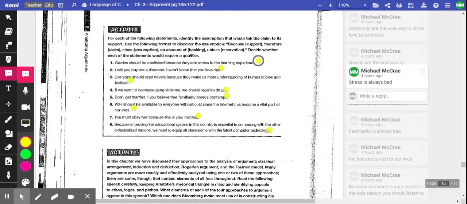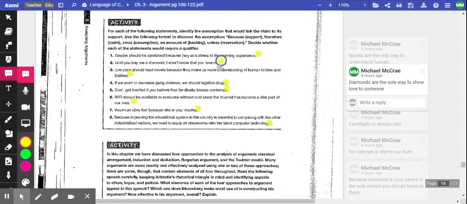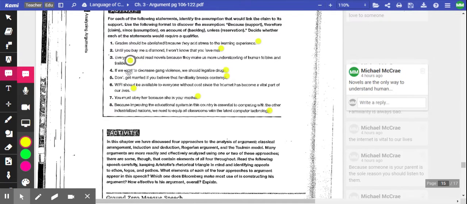Until you buy me a diamond, I won't know you love me. The assumption there is diamonds are the only way to show someone love. Everyone should read novels because they make us more understanding of human foibles and frailties. The assumption there is that novels are the only way to understand these human elements. There might be other ways of understanding these aspects of human nature, but this statement is just kind of specific. It's always novels.